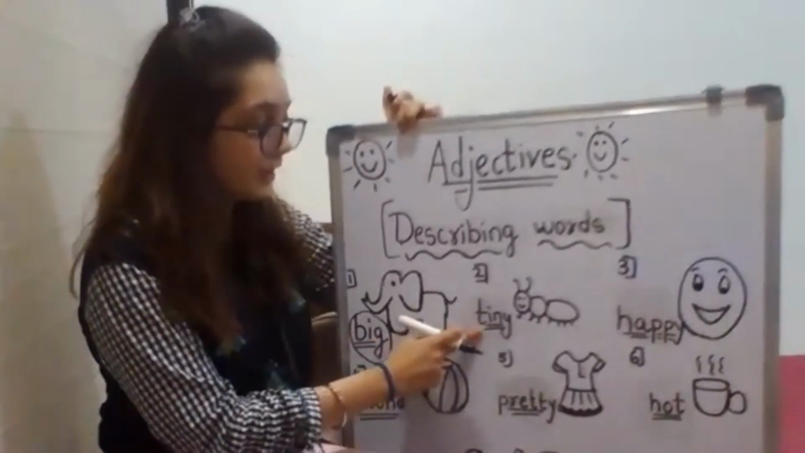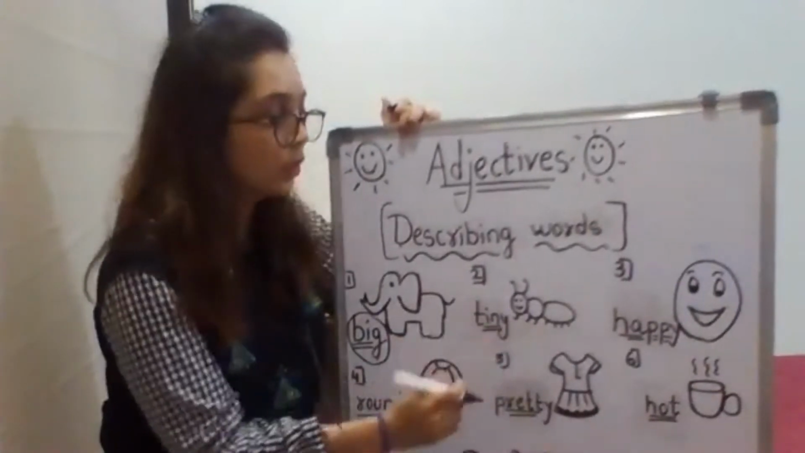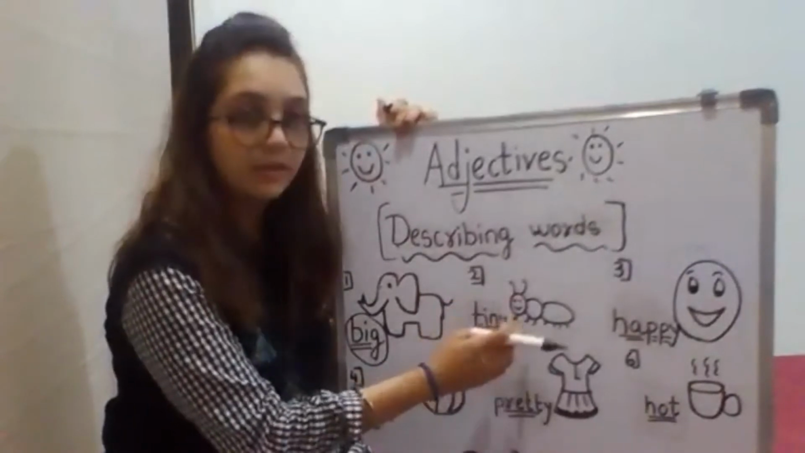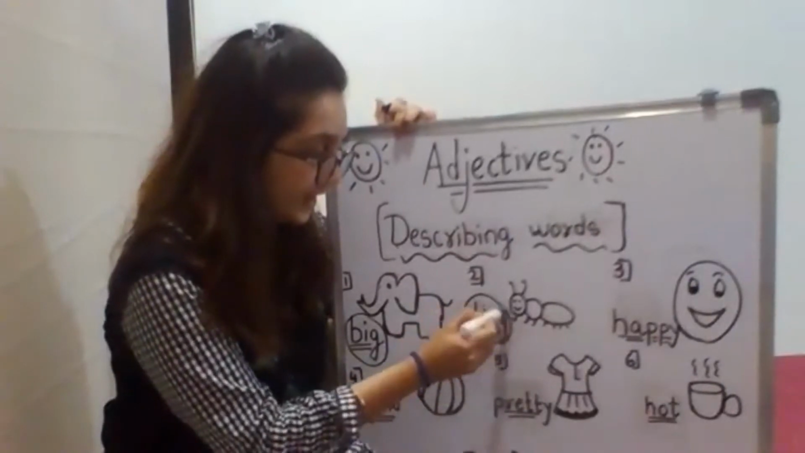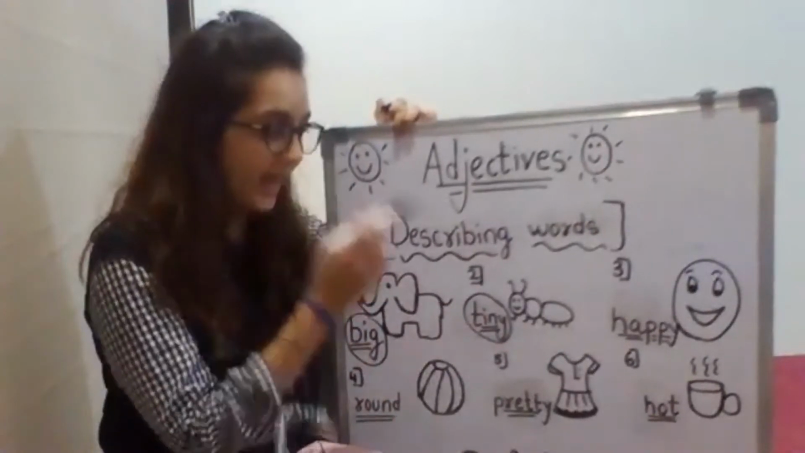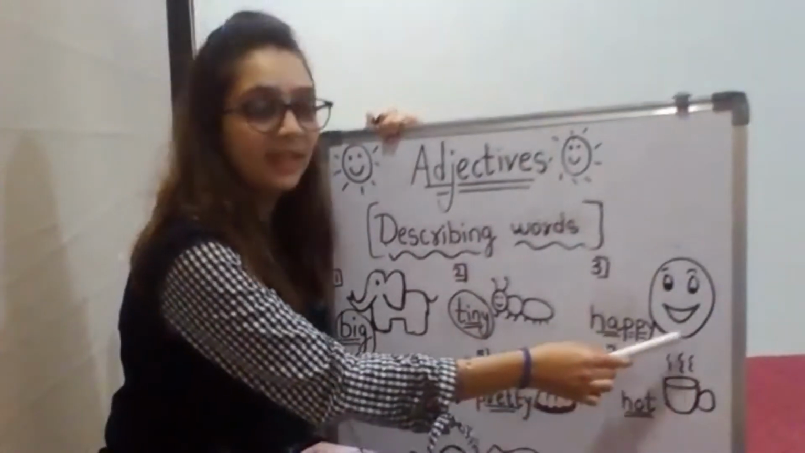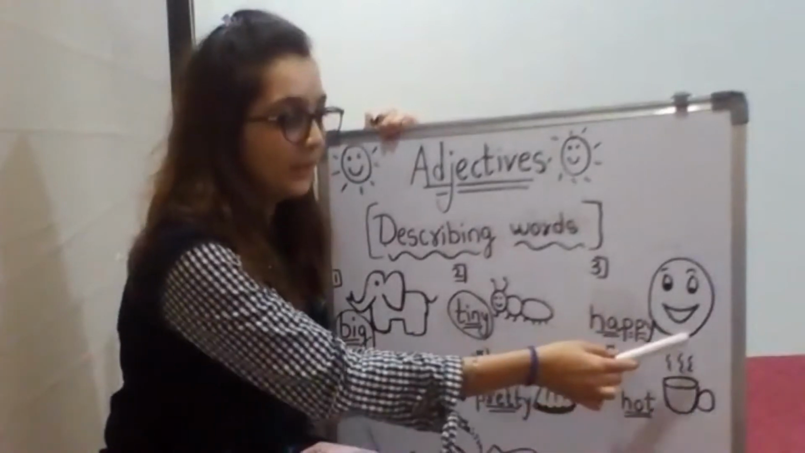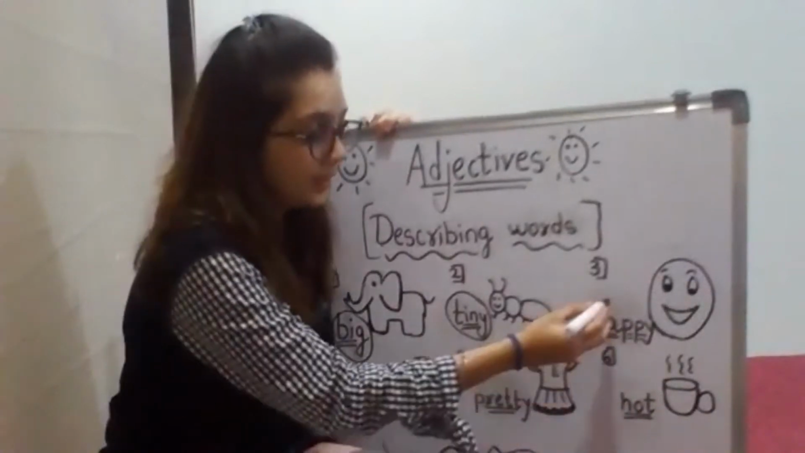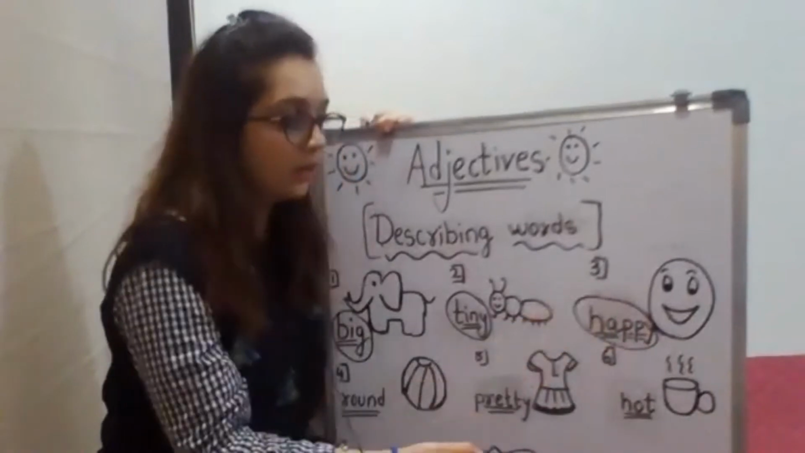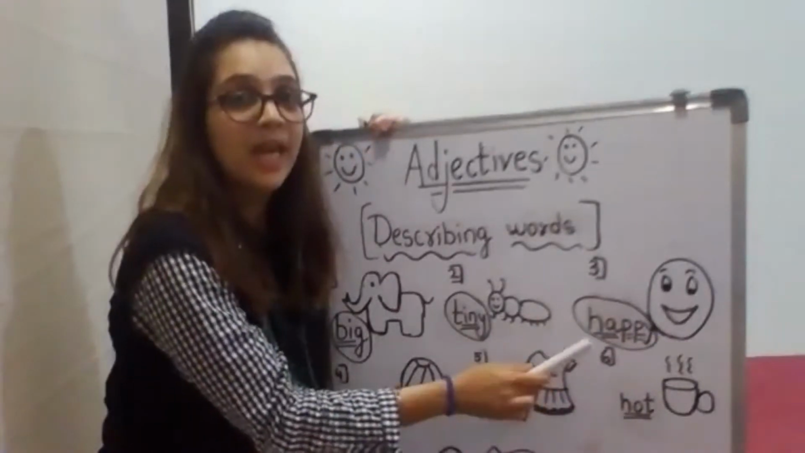The next picture says tiny ant. Over here, the ant is a noun. Ant is described with the word tiny. Tiny ant. One more time. Happy face. Now the face is described with the word happy. The picture face is described with the word happy.